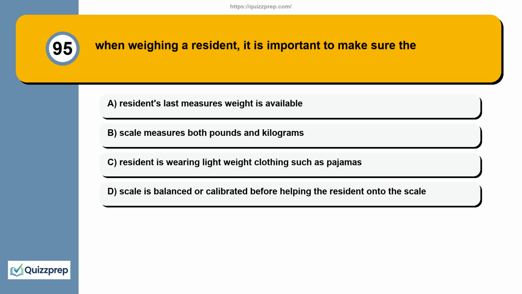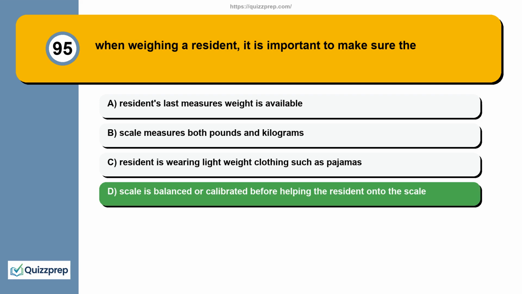Question 95. When weighing a resident, it is important to make sure that: option A, the resident's last measured weight is available. Option B, the scale measures both pounds and kilograms. Option C, the resident is wearing lightweight clothing such as pajamas. Option D, the scale is balanced or calibrated before helping the resident onto the scale.